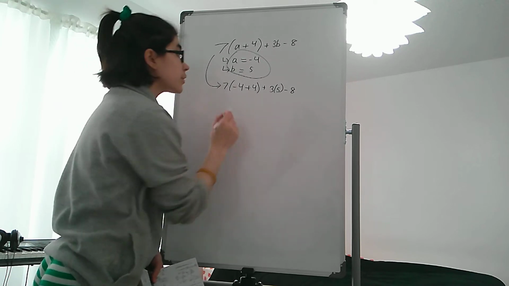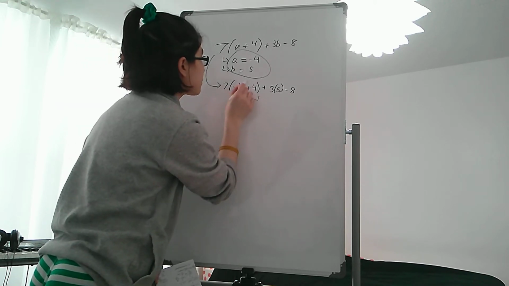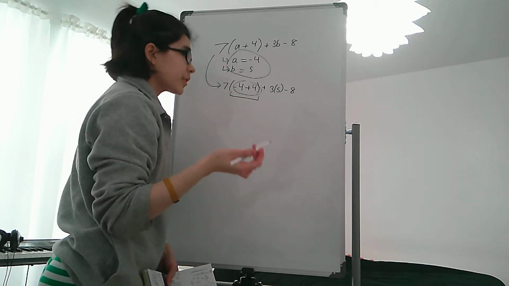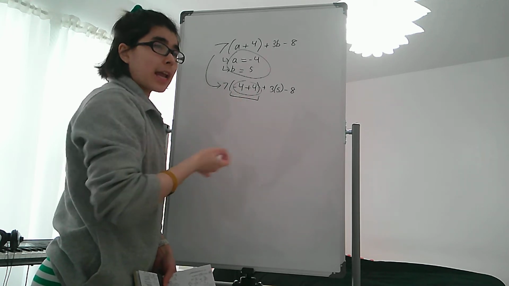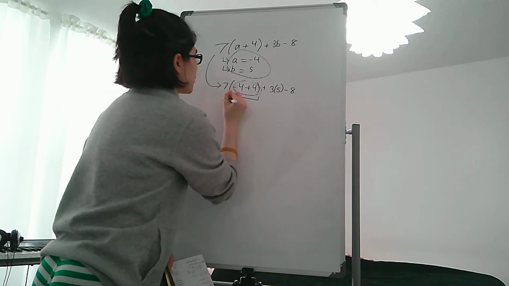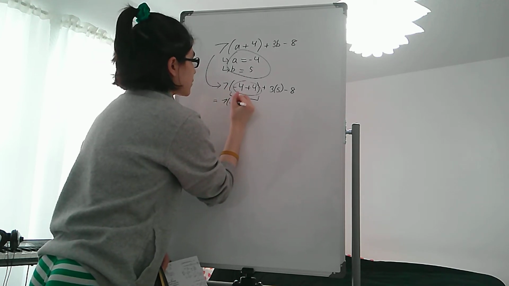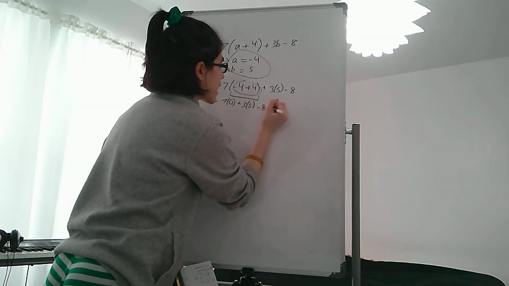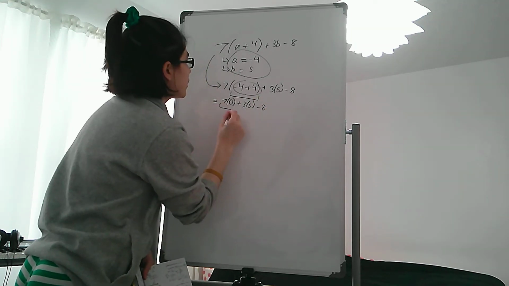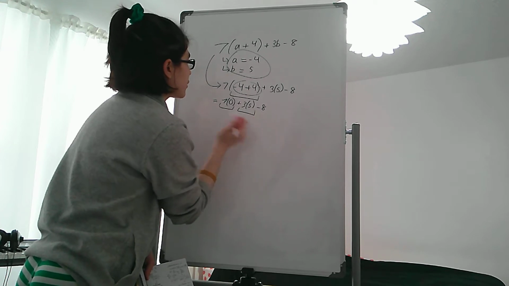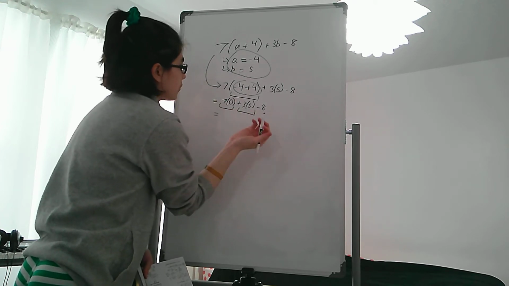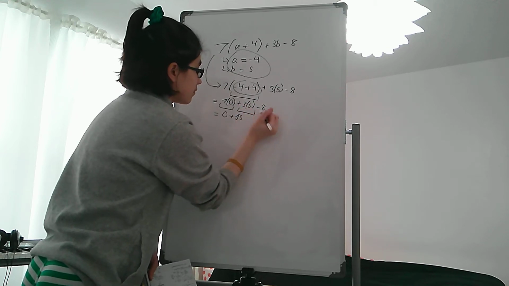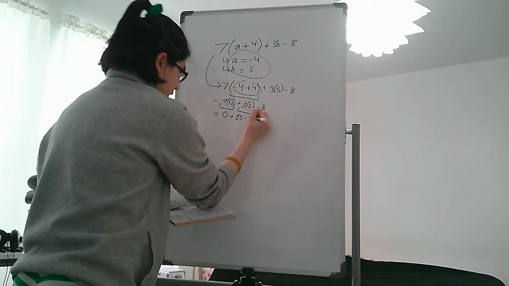Okay, order of operations. I'm going to simplify this part first. -4 plus 4 is just 0, right? We're just adding a number to its opposite. So you've got 7 times 0 plus 3 times 5 minus 8. Then we're going to do multiplication. So these two guys. So 7 times 0 is, of course, 0. 3 times 5 is 15. And then you've got the minus 8.